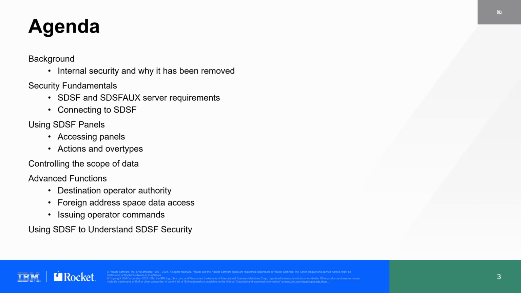And then we get into some more advanced functions, looking at foreign address spaces, issuing operator commands and things like that. And then a little bit of guidance really on how you can use SDSF itself to understand the SDSF security and how we do things. And there's some helpful tips there to help you debug your own security issues and prevent you having to call IBM to report a problem.